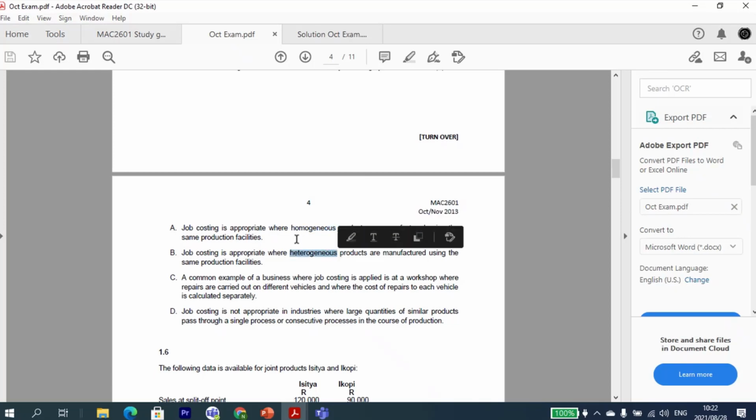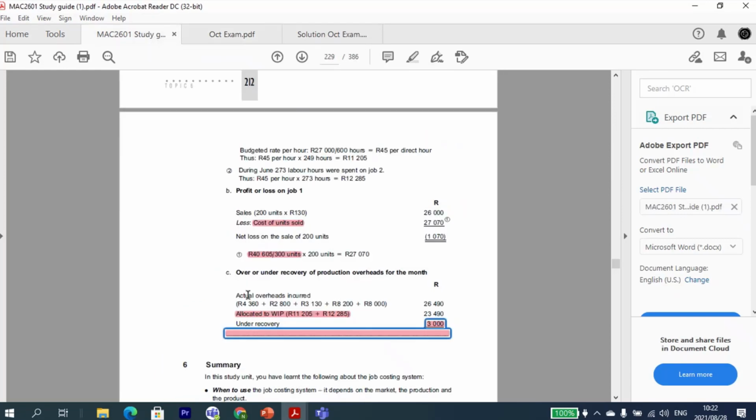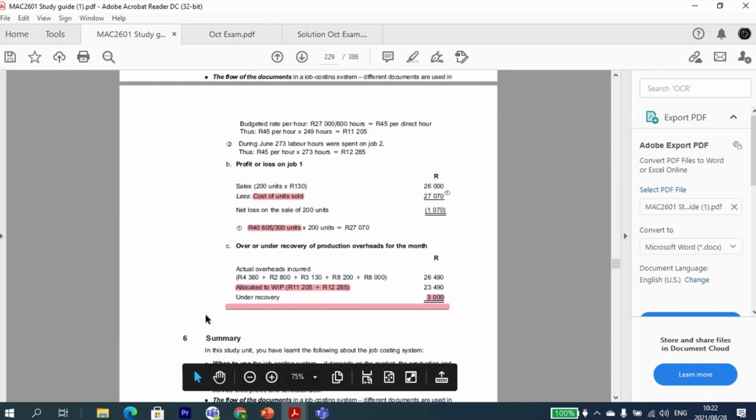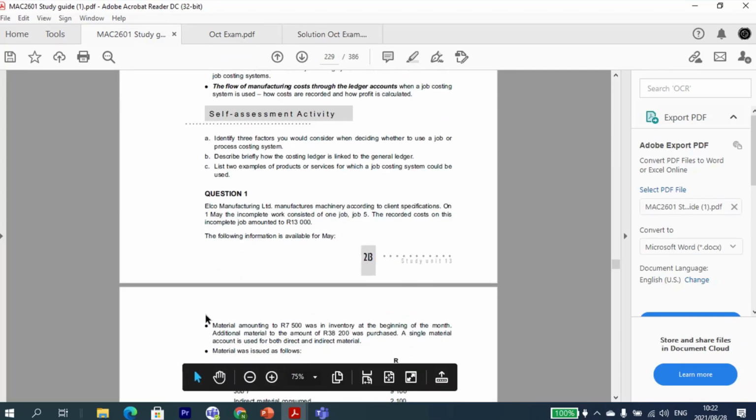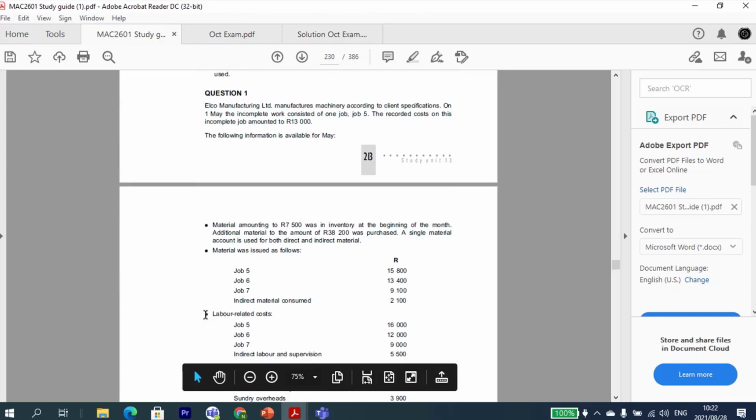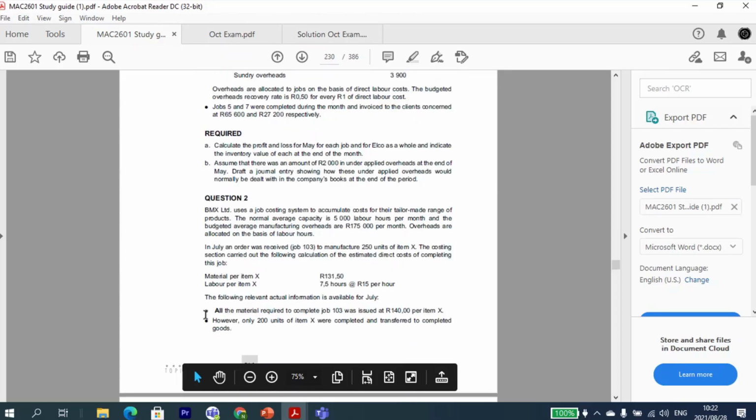Heterogeneous says that it's different. Yes, so you are correct. Job costing is not appropriate for homogeneous products, because that is process costing. So you are correct. You are literally on a good track, Mpo, when it comes to costing.